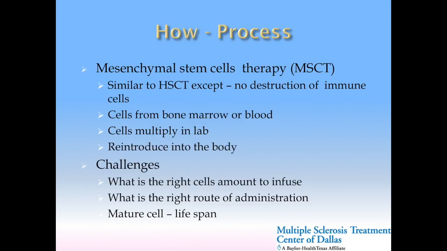So the second kind of stem cell transplant that has been studied, and is being studied, in MS is mesenchymal stem cell therapy. The process is similar to hematopoietic stem cell, except that there's no destruction of the immune cell. All right, so the cells are, once again, from blood or whatever part. Remember, I said these cells can be found in skin or adipose tissue. You can get the cells from them. You have to take it out of these tissues.